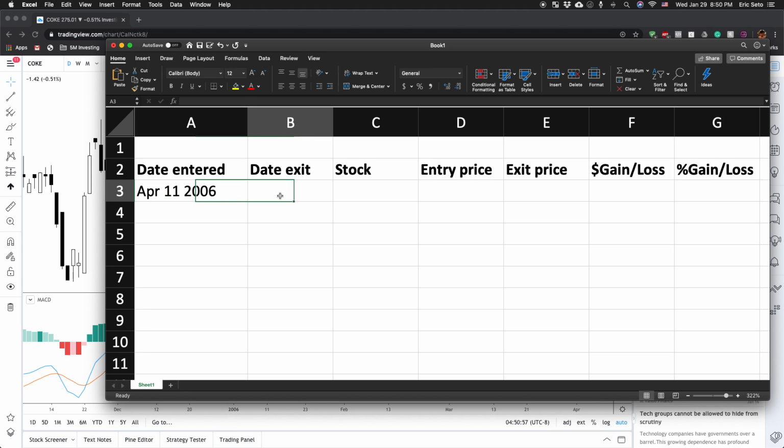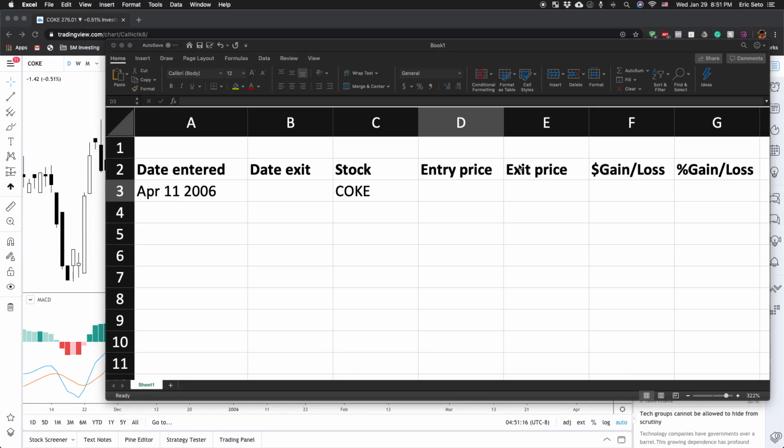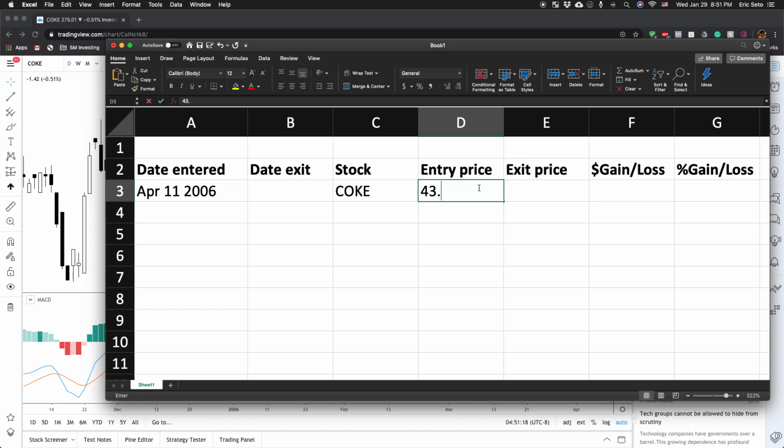Okay, and then afterwards, the stock is Coke. And then your entry price. Now, in this case, if you follow the signal, you would actually short the stock instead of buy it. So we'll go with that. And then you will set some sort of stop loss. So 43.91 is your entry price.